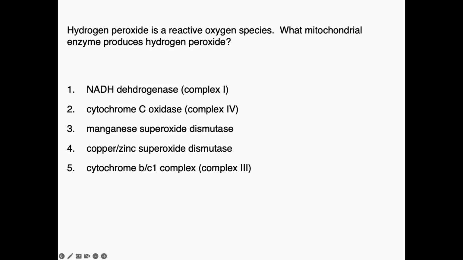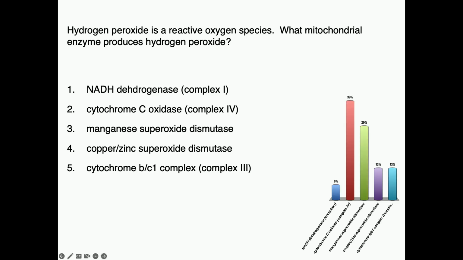I'm not sure if we talked about the different isoforms of superoxide dismutase or not. But did we? Okay. The manganese superoxide dismutase is the mitochondrial version, superoxide dismutase 2. There's also a cytosolic version and an extracellular version, SOD1 and SOD3, and they use copper and zinc as cofactors. So the best answer here is manganese superoxide dismutase.